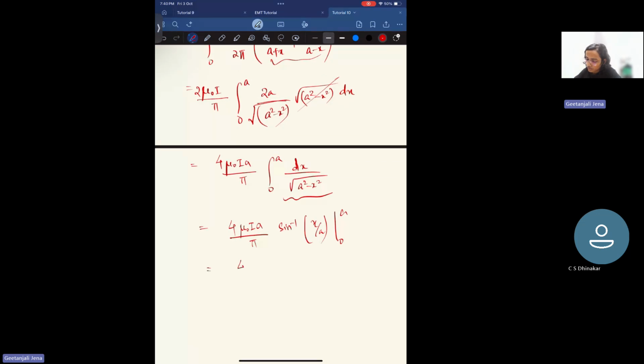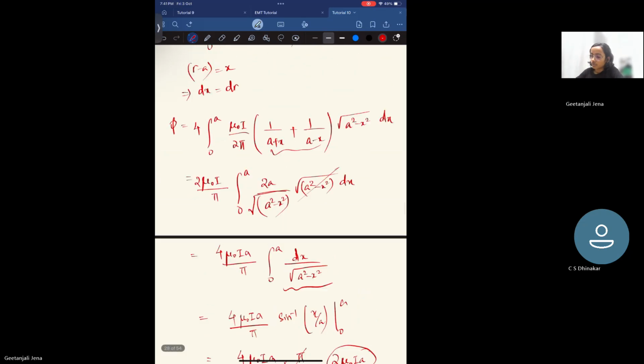So this will give 4 μ0 I by π. Sine inverse 1 will give π by 2 and sine inverse 0 will give 0. So we have 2 μ0 I. So the flux through this circular loop is 2 μ0 I.